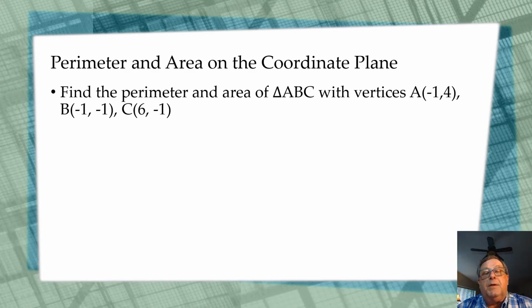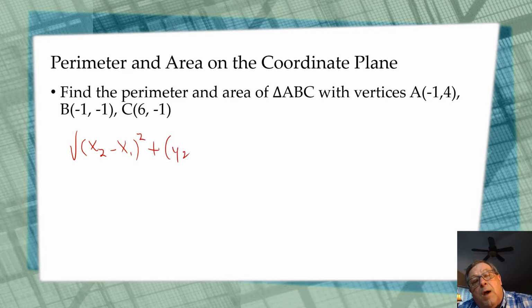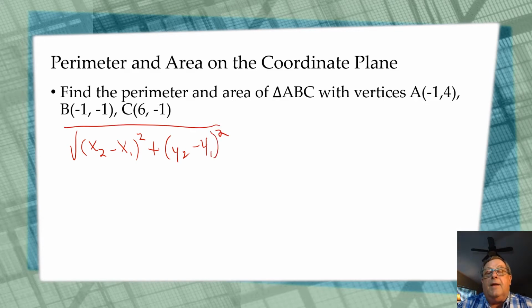these vertices A, B, and C, I want to remind you of a couple of things. One is our distance formula. If you recall, we can find the distance on a coordinate plane: x2 minus x1 squared plus y2 minus y1 squared, and then take the square root of all of that. That is our distance formula.